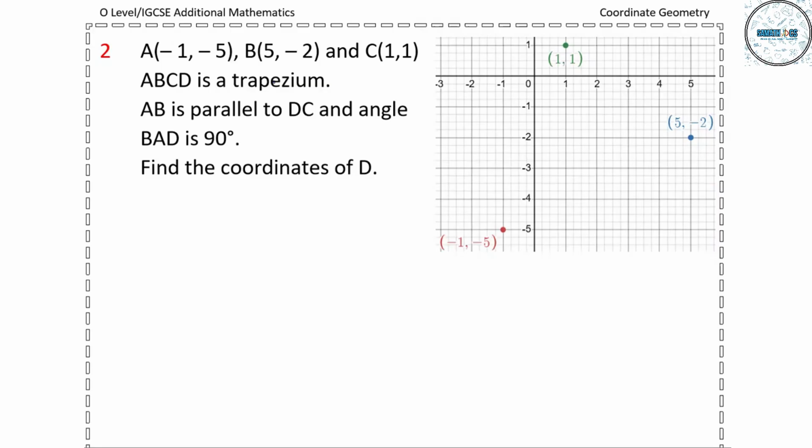If we plot this on grid, then minus 1 comma minus 5 is over here, which is point A. 5 comma minus 2 is here, which is B. And 1 comma 1, which is C, is over here. Now we have to find out the coordinates of D. If we join these points with a line, we will get a shape which is a trapezium.